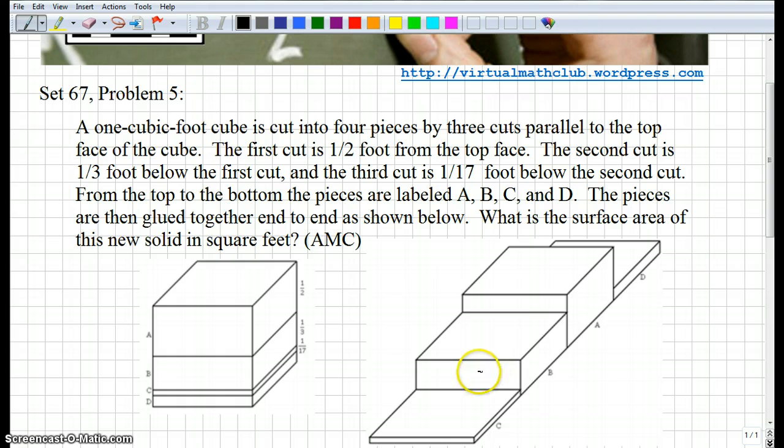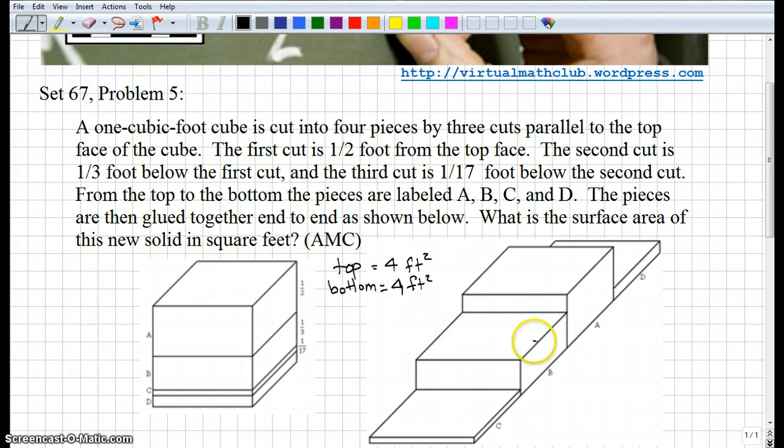Well, let's just look at each face of this solid. Now if we were to look down from the top, what we would see is a square foot here, a square foot here, a square foot here, and a square foot here. So we'd see a total of 4 square feet, right? So the top is 4 square feet. If we look up from the bottom, we'd see something similar. It would just be 4 square feet.